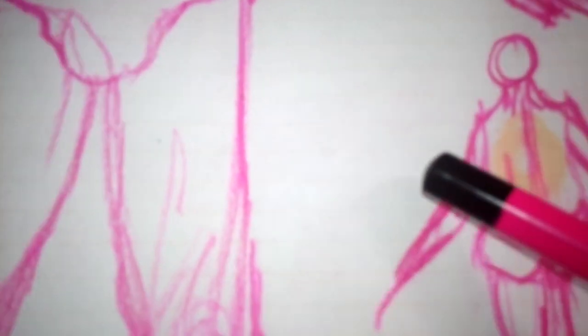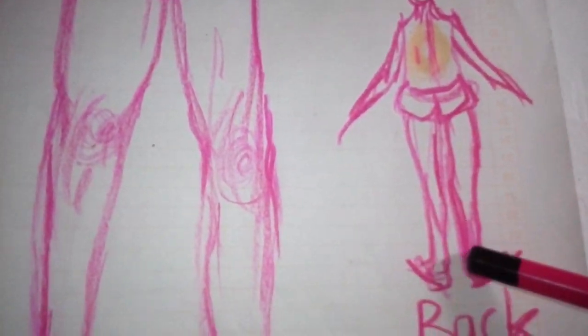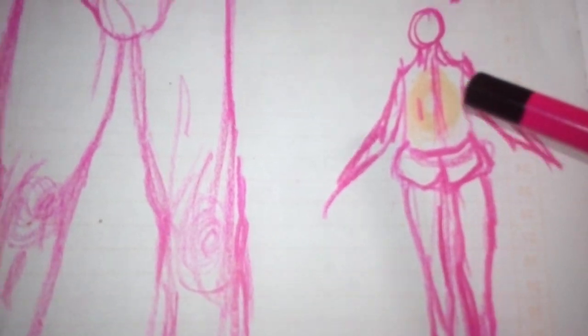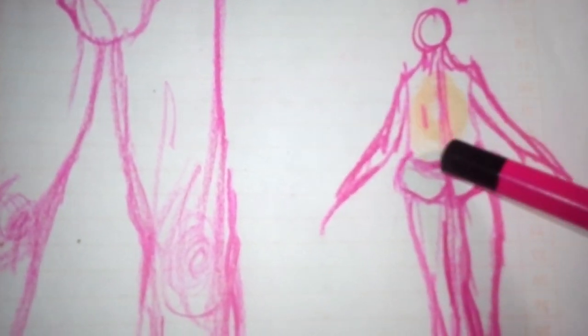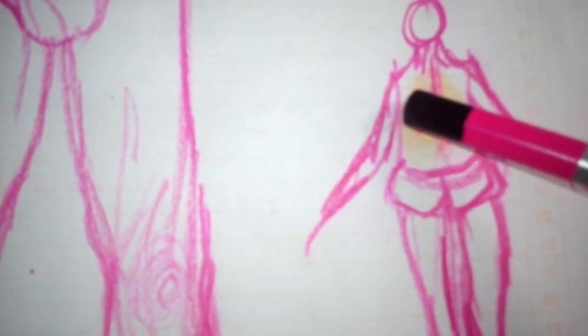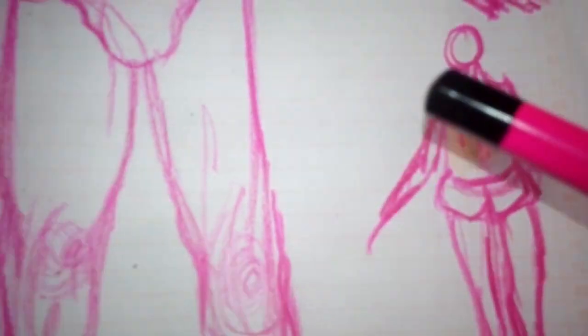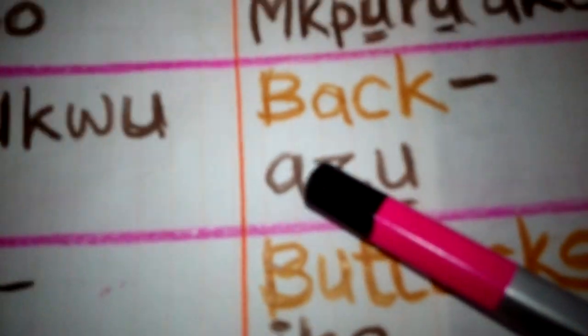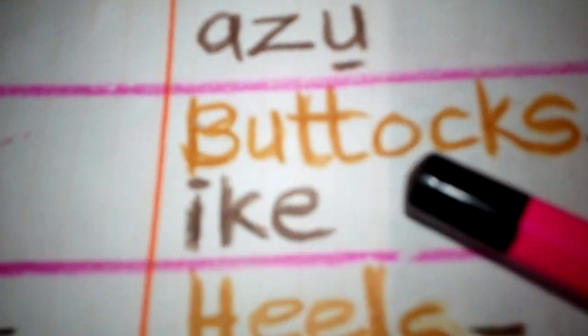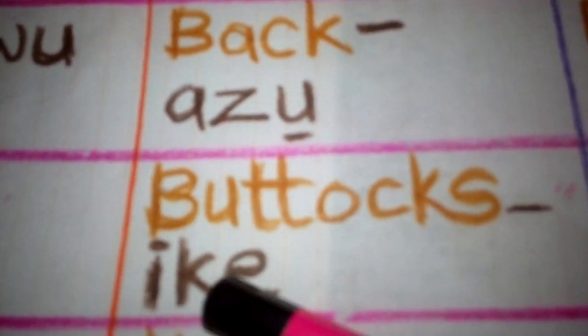Back, azu. Azu is this part of the body. I have a back picture here, the back of a human being. So where we refer to as back is this area where I shaded. You can see this orange color here. This is where we call back, azu.